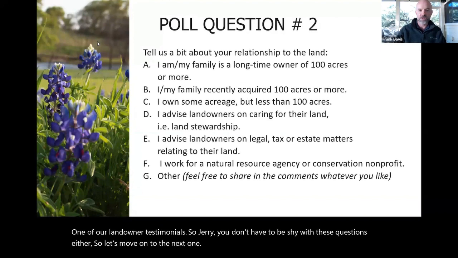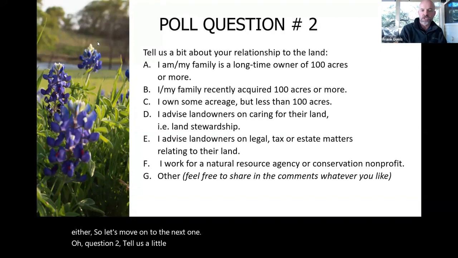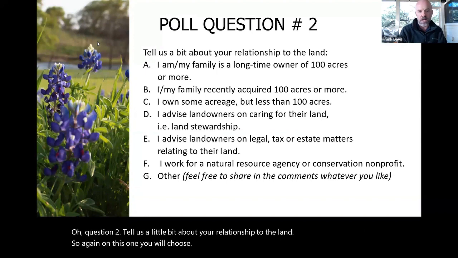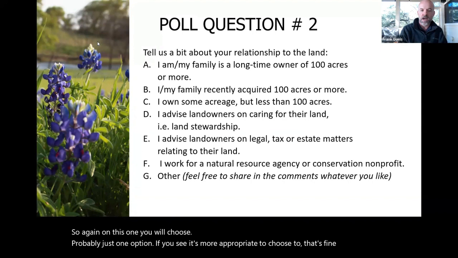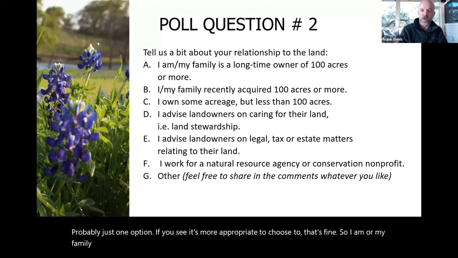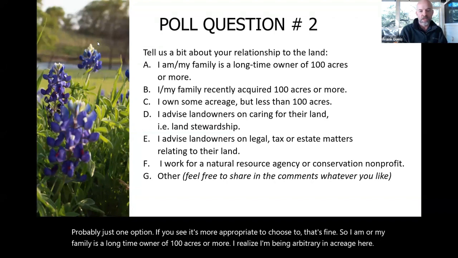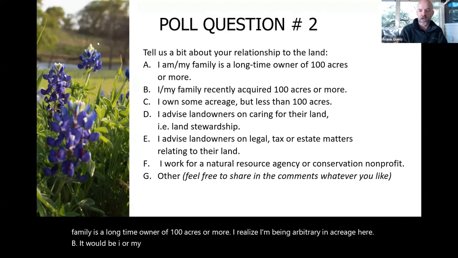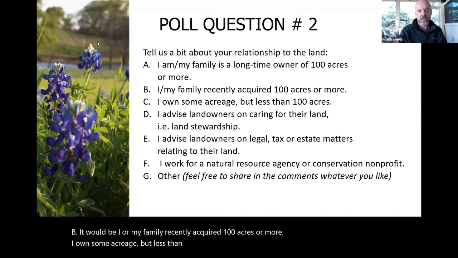Poll question 2: tell us a little bit about your relationship to the land. Again, on this one, you will choose probably just one option. If you see it's more appropriate to choose 2, that's fine. A: I am, or my family is, a longtime owner of 100 acres or more. I realize I'm being arbitrary in acreage here. B: I or my family recently acquired 100 acres or more. C: I own some acreage, but less than 100 acres.